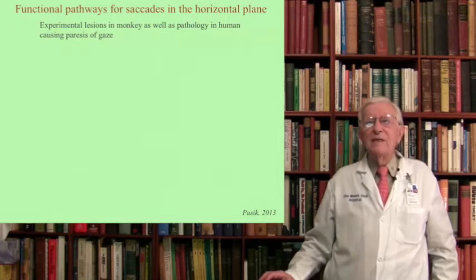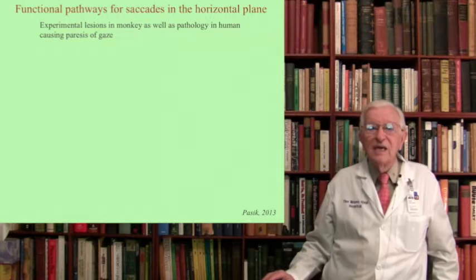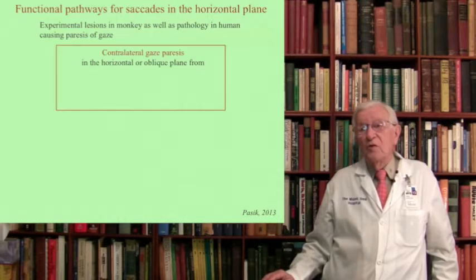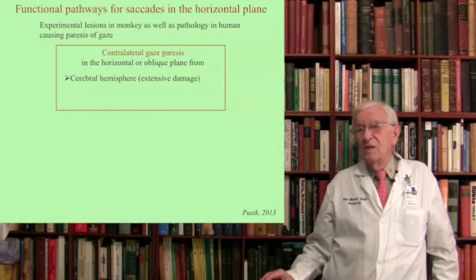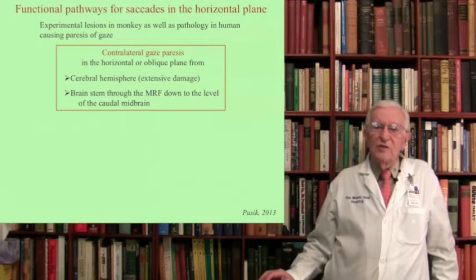It's just exactly the same. Pathologies and lesions cause paresis of gaze. Instead of eliciting gaze, the gaze is paretic or non-existent altogether. So what happened there? Again, you have contralateral gaze paresis in horizontal or oblique planes from the cerebral hemispheres, requiring extensive damage, and also from the brainstem through the MRF down to the level of the caudal midbrain. It is really like a mirror image of the stimulation. The lesion will produce exactly the reverse.